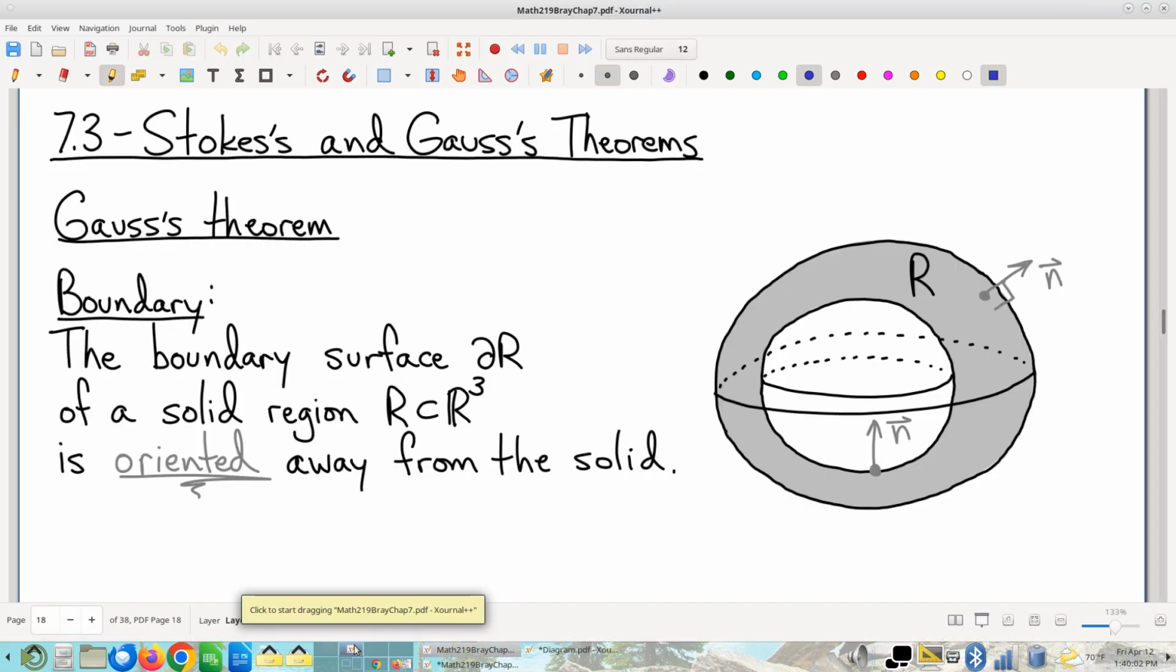Okay, off we go. So here's where we left off last time. We were just about to start section 7.3.